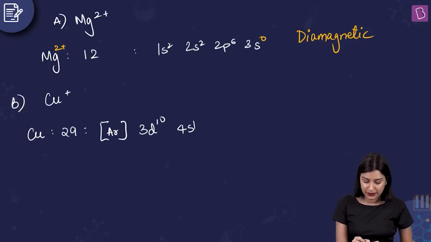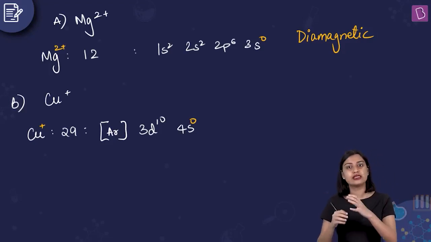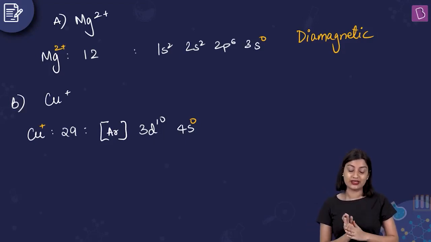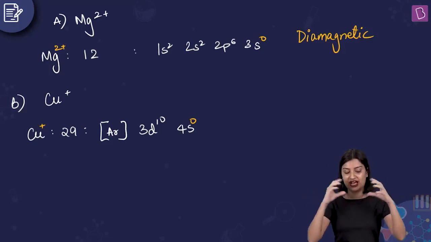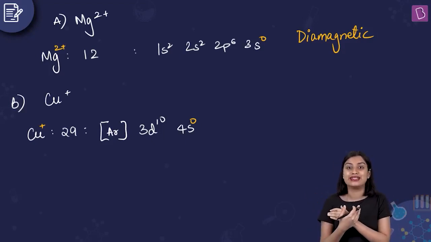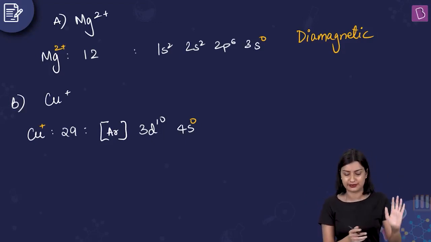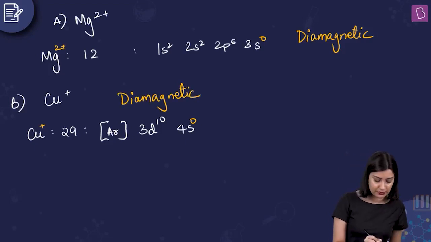Now, when you're talking about copper plus, what happens? This 4s1 becomes 4s0, the outermost electron. Basically, from 4s we remove one electron, you get 4s0, then you have 3d10. Now you can see the 3d has 5 orbitals, and all of them are fully filled, which means the electrons are completely paired. And of course, in your argon core, which is a noble gas configuration, everything is paired anyway. So again, this is going to be a diamagnetic species. This is not paramagnetic.